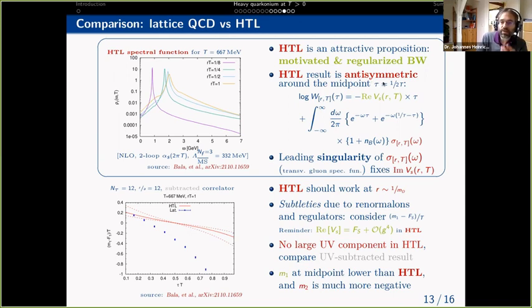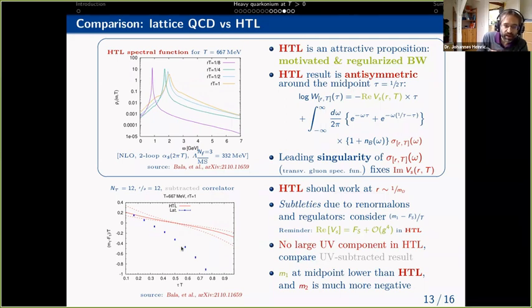The correlation function, or rather the effective mass that you get from this HTL result, is actually anti-symmetric about the midpoint of the lattice, where the Euclidean time is half the inverse temperature. In this case, you would get here the real part of the potential, and here, in some somewhat complicated form, a contribution to the imaginary part of the potential. We can now look at a subtracted correlation function where we took out the UV contribution from the lattice correlator that is not present in this HTL spectral function.